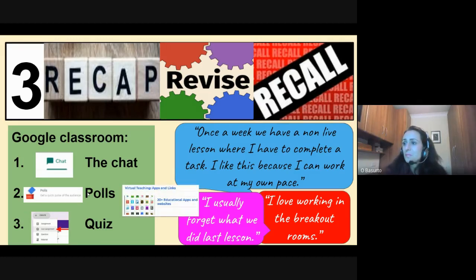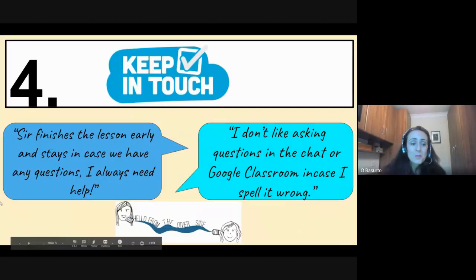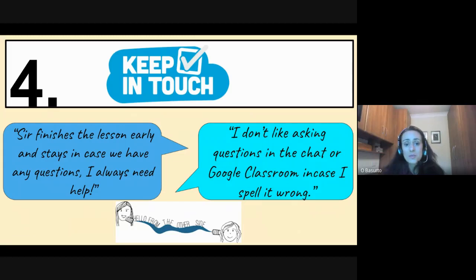Tip 4. Keep in touch. We're very good when we're in school to provide those opportunities to support our students, whether it's when they're walking in or before or during a task. It's equally as important during the virtual teaching. And a way you can do this is once the lesson is finished, to stay online for any student who may have questions or may need more support.